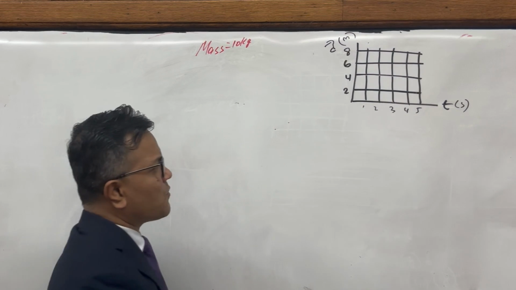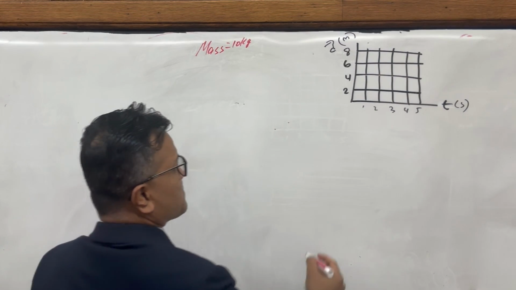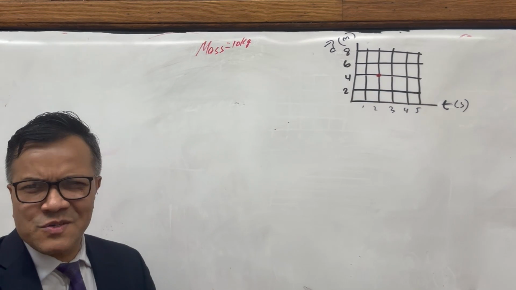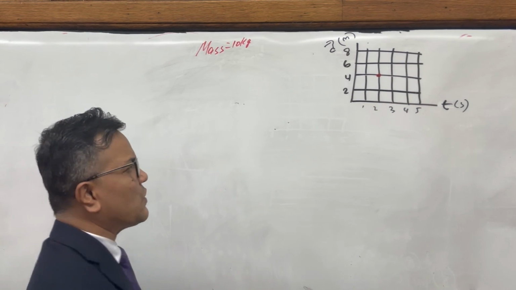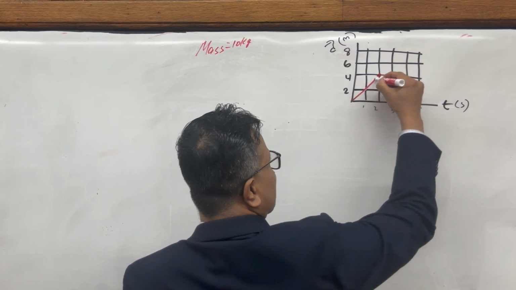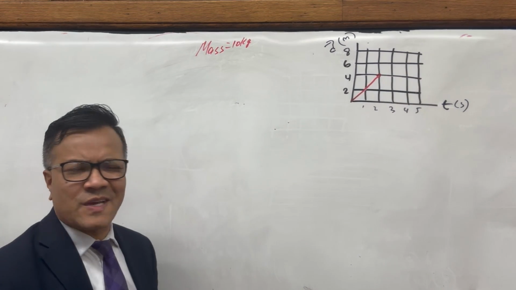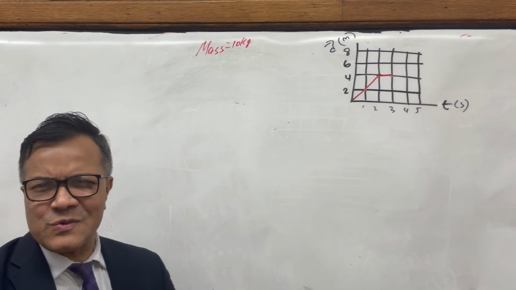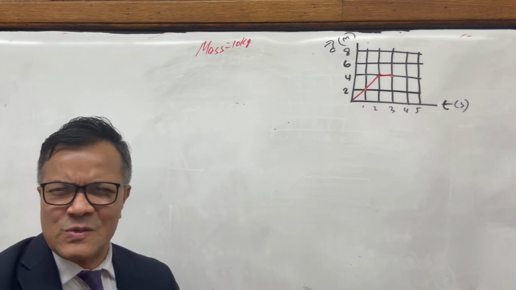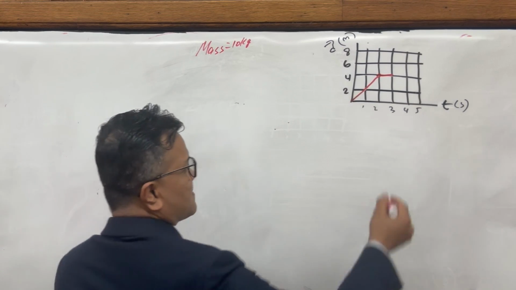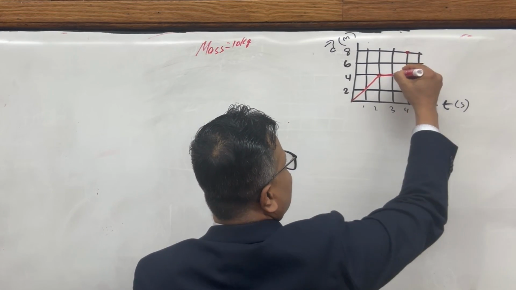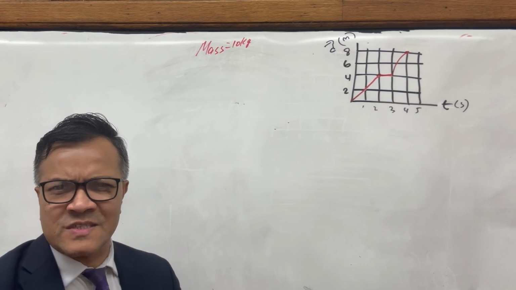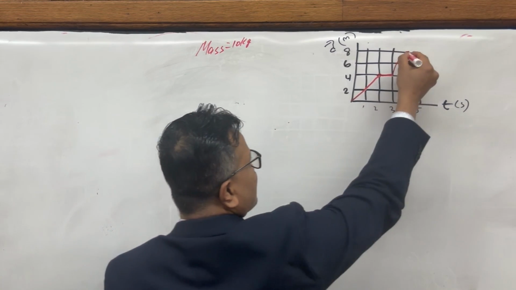Okay. Now what is the object doing? The object is moving. From 0 to 2 seconds, the object moves with constant velocity. From 2 to 3 seconds, the object is at rest. From 3 to 4 seconds, the object moves with constant positive acceleration. From 4 to 5 seconds, the object moves with constant negative acceleration.